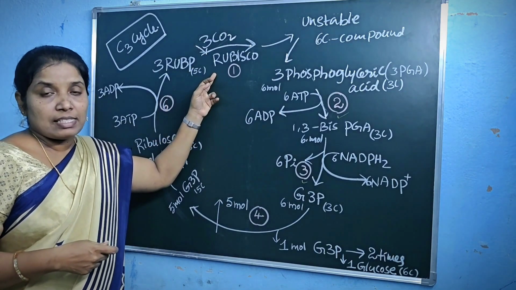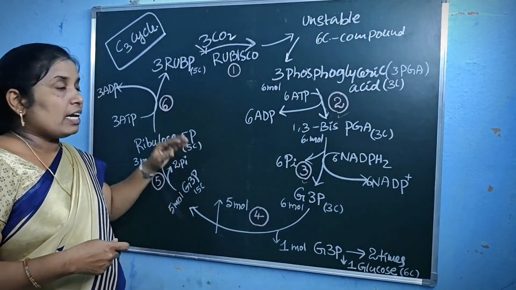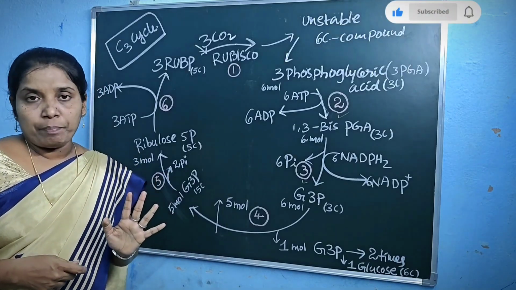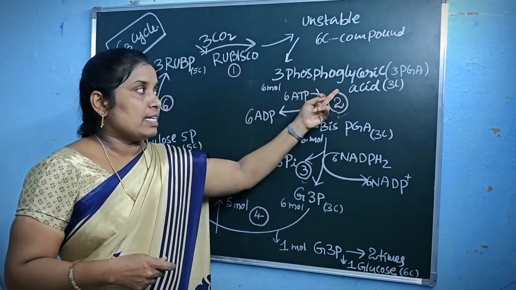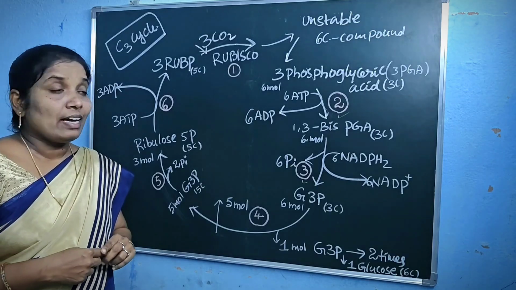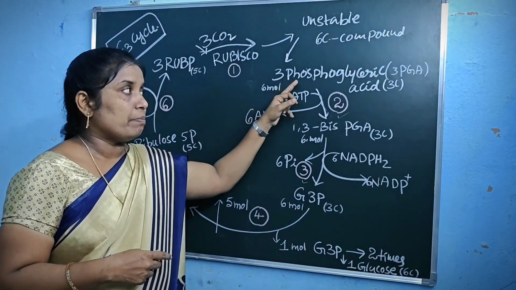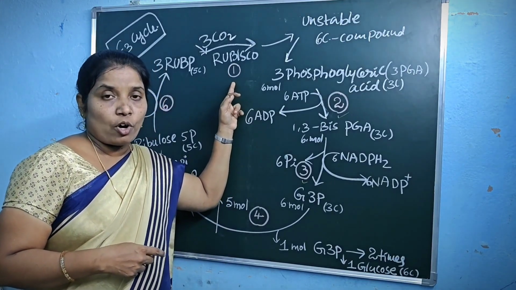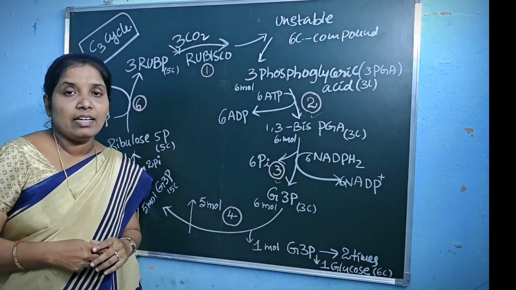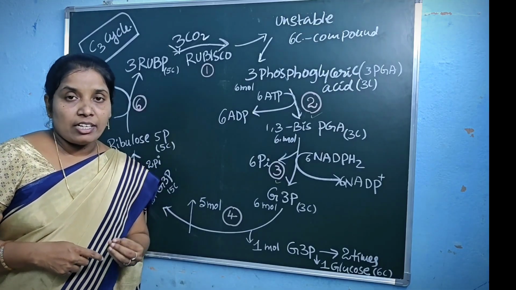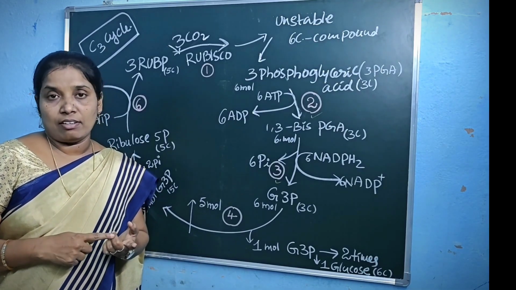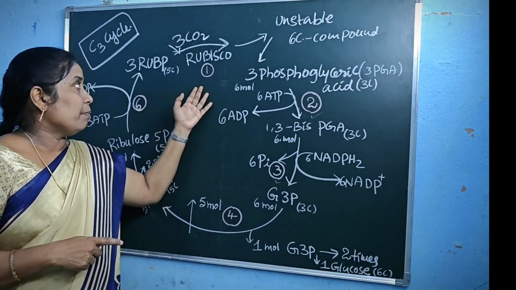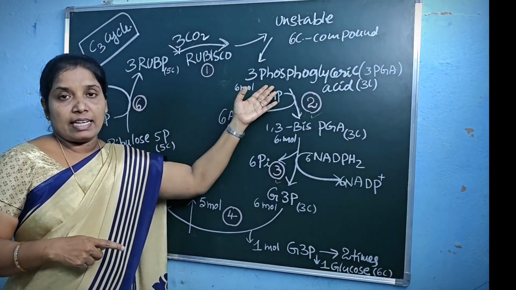In presence of an enzyme Rubisco, it converts into an unstable 6-carbon compound. So it breaks quickly into 3-phosphoglyceric acid, 3-PGA, which is a 3-carbon compound. 6 molecules of 3-PGA are synthesized in the first step. So that step is nothing but carboxylation. For our easy understanding, the dark reaction is divided into carboxylation, reduction and regeneration. So let's say this is the first step, in which 3-PGA is generated.